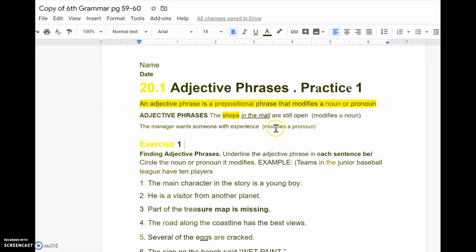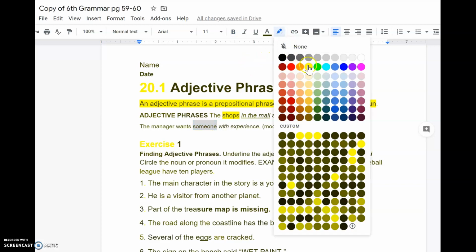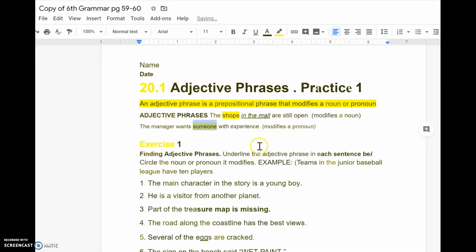So it also can be a pronoun. The pronoun would be something that is replacing a noun. So, the manager wants someone with experience. The pronoun is someone. So I'm going to highlight that. In your book, you can circle it, or you can highlight it as well. And then with experience tells more about someone. It explains it, it modifies it. It gives us more information about it.